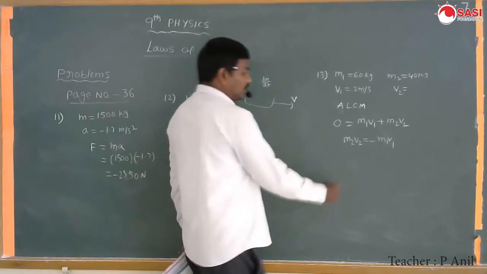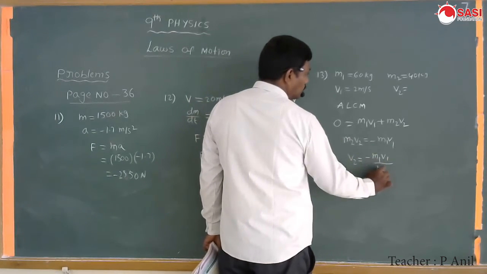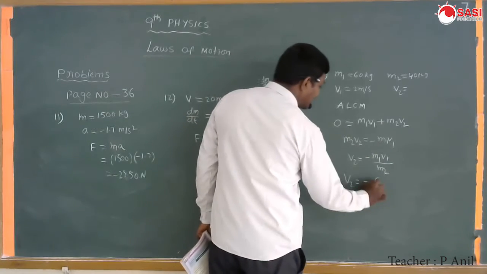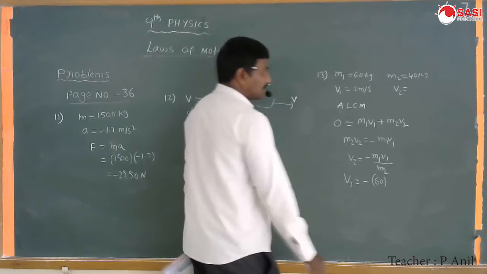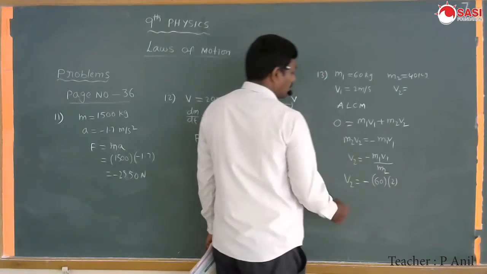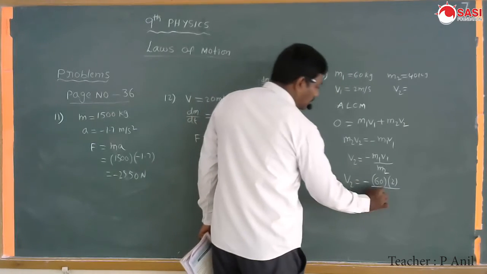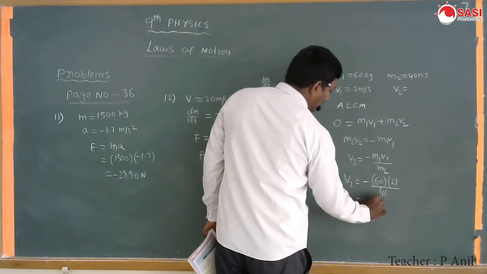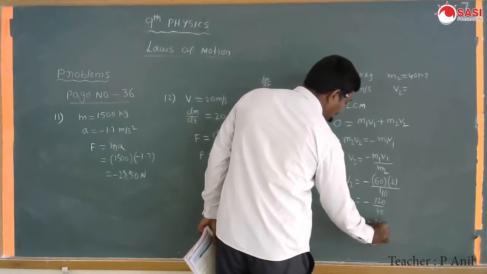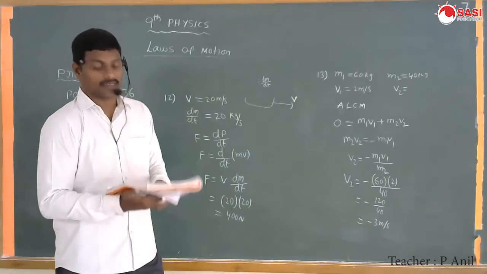From this, v2 is equal to how much? Minus m1v1 by m2. Minus m1, what is the m1 value? 60. What is the v1 value? 2, by what is the m2 value? 40. Minus 120 by 40 is equal to minus 3 meter per second. The minus sign means their velocities are in opposite directions.